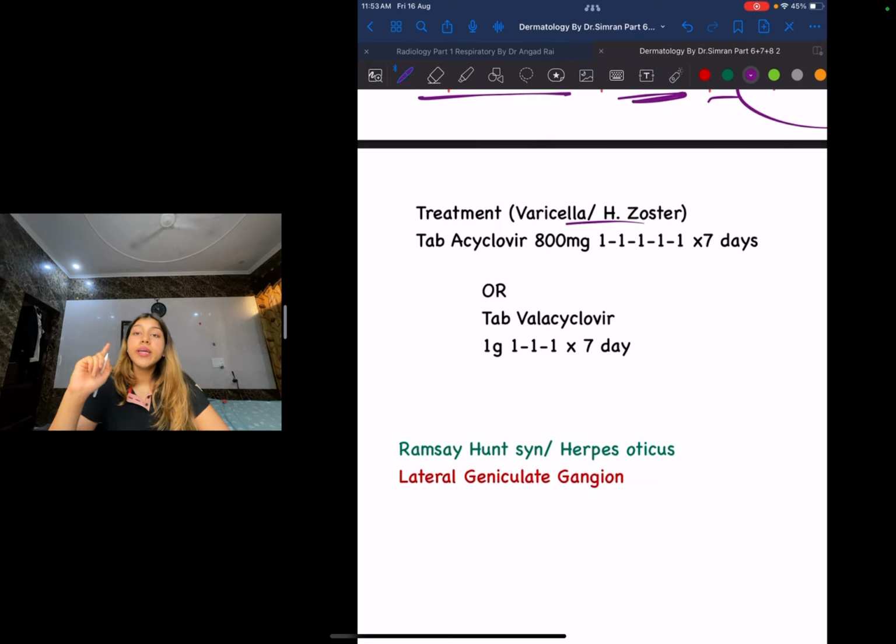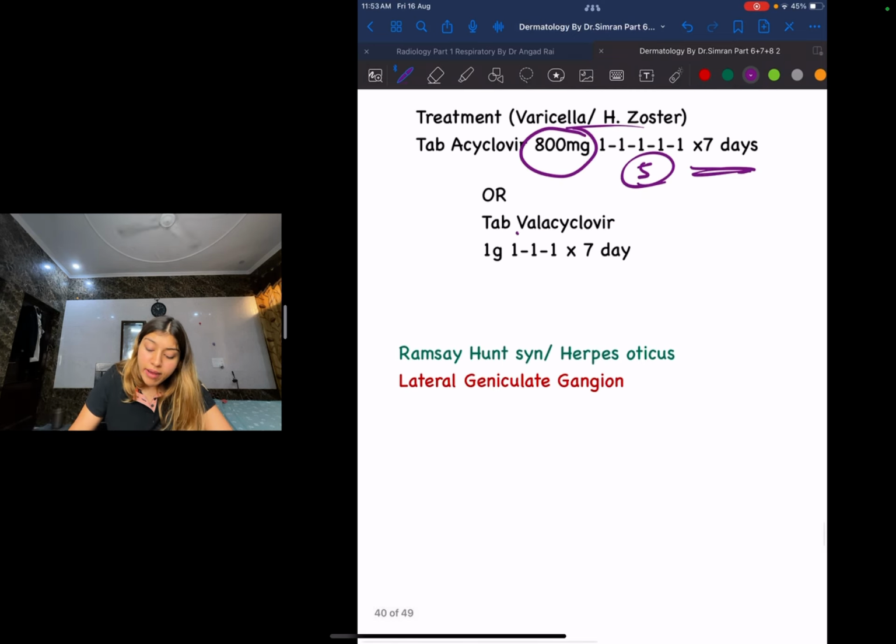You are going to give tablet acyclovir, but how much this time? 800 milligram, and you're going to give it 5 times a day. Okay, for how long? For 7 days. Or what can we go for? We can go for valacyclovir, and again 1 gram I can give TDS. Okay, for how long? For 7 days.